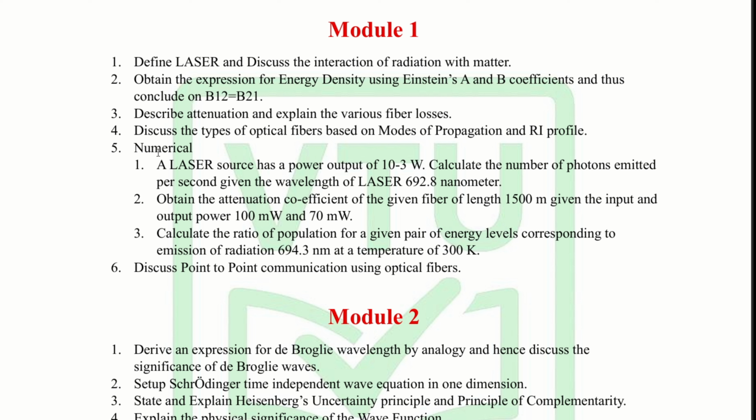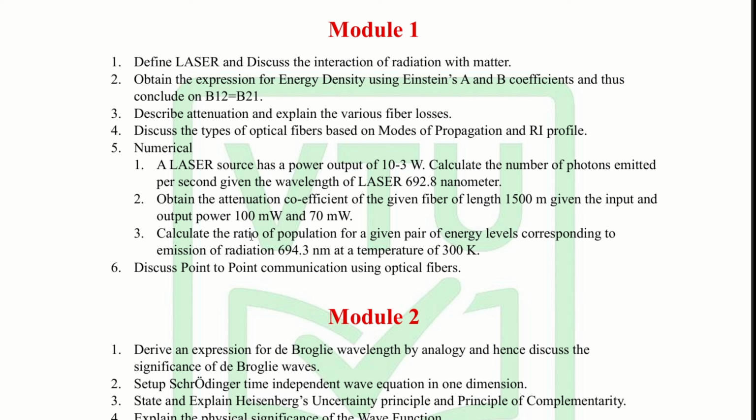The fifth is numericals. The first question is a laser source has a power output of 10 to the power 3 watt. Calculate the number of photons emitted per second given the wavelength of laser 692.8 nanometer. And the second question is obtain the attenuation coefficient of the given fiber of length 1500 meter given the input and output power 100 milliwatt and 70 milliwatt.